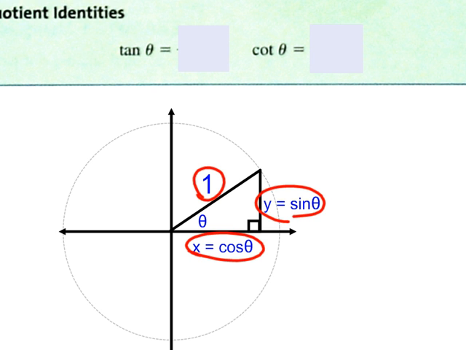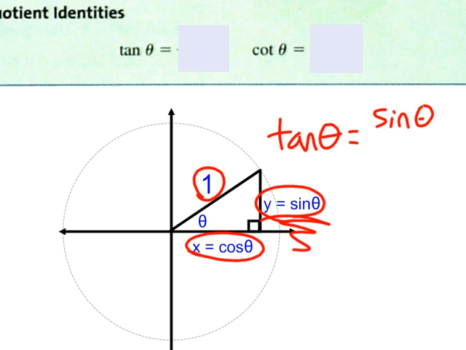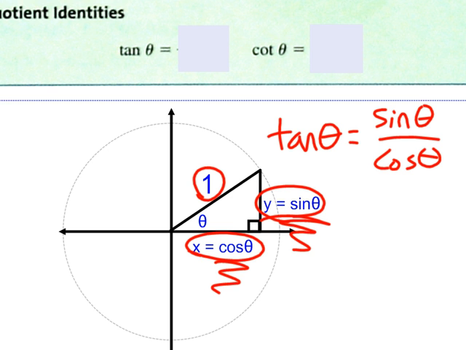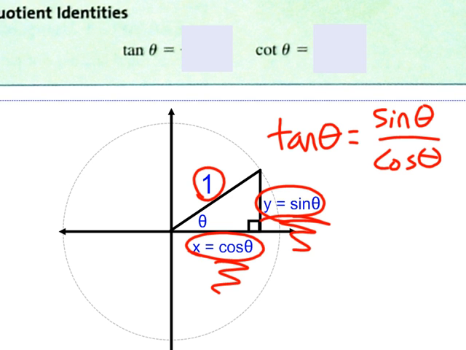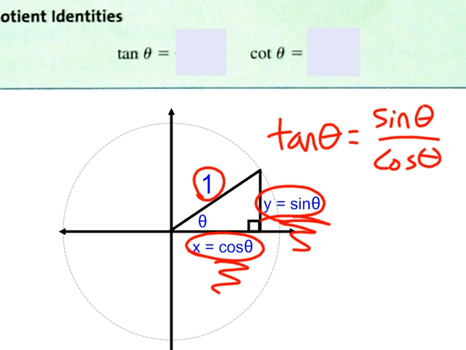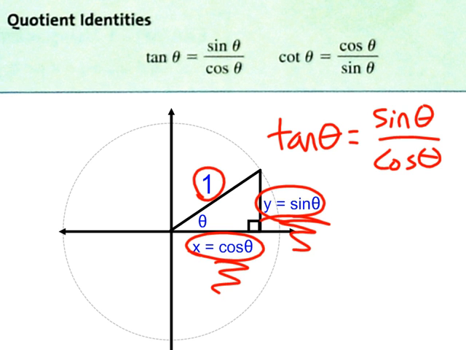And you should be able to make sense out of why that is. And once you've accepted that and you say, yes, that makes sense, we look at that and say, tangent of theta is opposite over adjacent. That's opposite sine theta over adjacent cosine theta. And guess what? That is our first quotient identity. So tangent of theta is equal to sine over cosine of theta. Cotangent, in a similar fashion, is equal to cosine over sine. Those are quotient identities. They need to make sense to you.